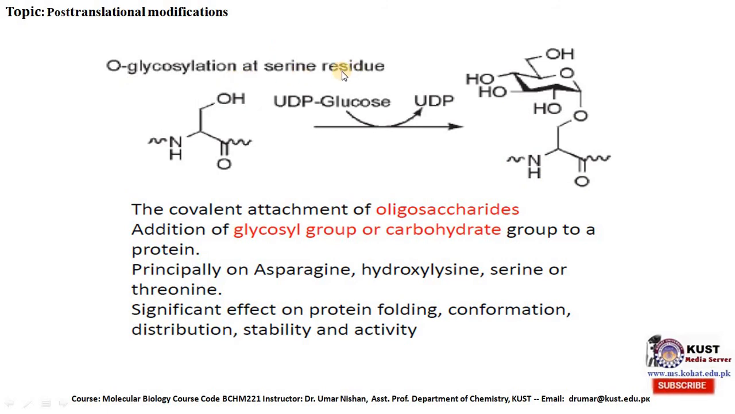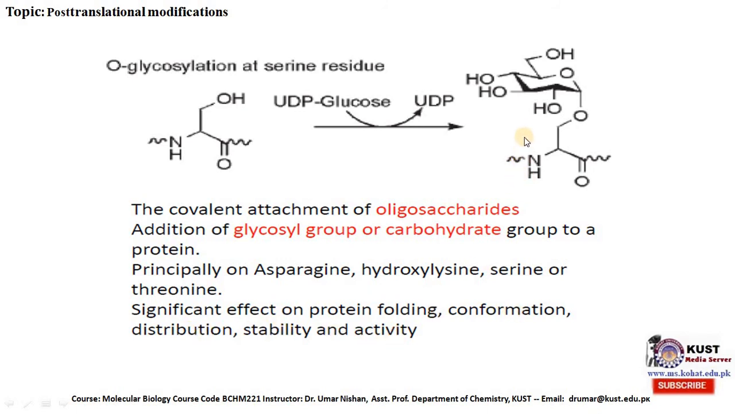Now, O-glycosylation adds to serine residues. Here is the serine residue. UDP and glucose enter, UDP goes out, glucose attaches. This is an example of how the process of glycosylation takes place. It is the covalent attachment of oligosaccharides, addition of a glycosyl group or carbohydrate group to a protein, principally on asparagine, hydroxylysine, serine or threonine. It has a significant effect on protein folding, conformation, distribution, stability and activity.